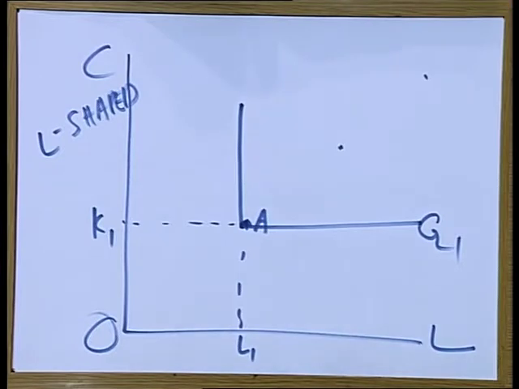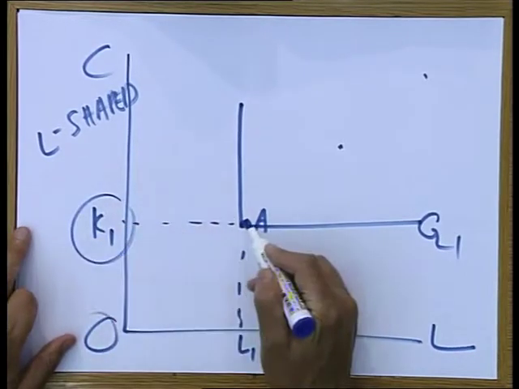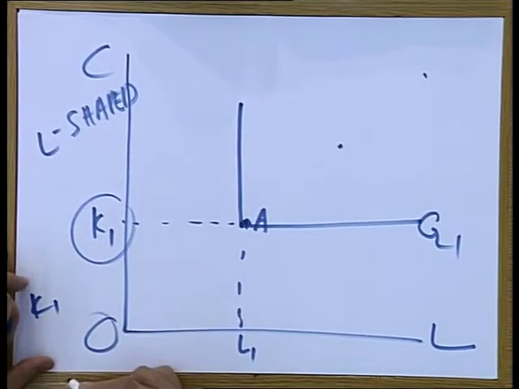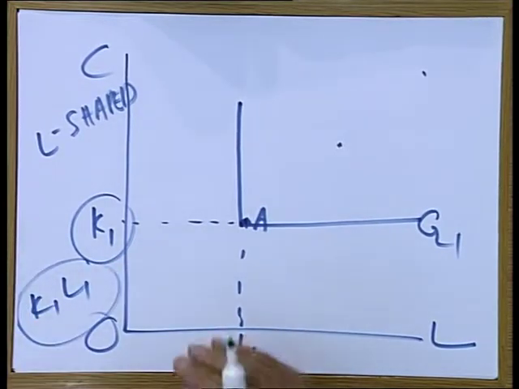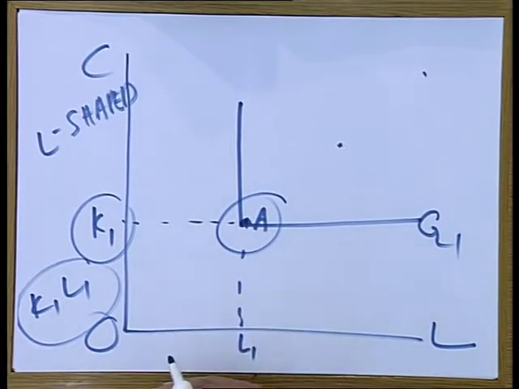Now, why is it L-shaped? There's only one combination of labor and capital. There's only one combination of capital and labor that can produce a given output, such as point A. So the only combination that can produce point A is the K1 combination and the L1 combination. Only this combination can produce output A, a given output.